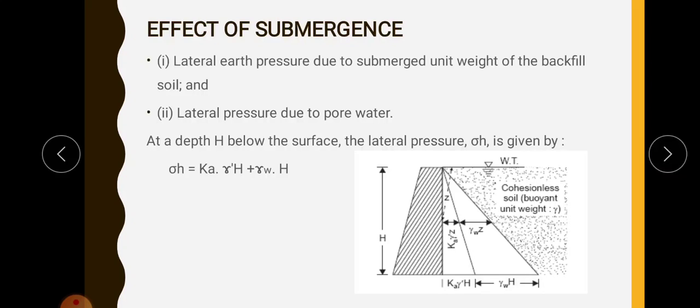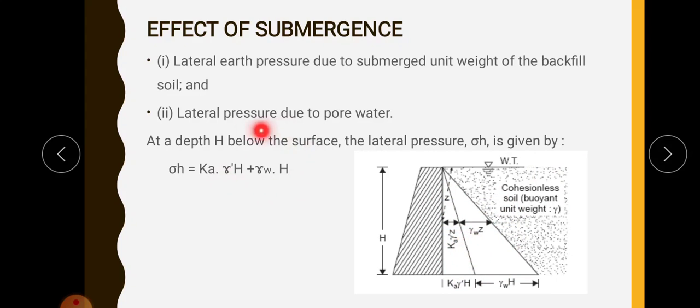And next case, in the case of active earth pressure, if there is any submergence, that is if the water table is at the ground level, the soil will be in submerged condition. In that case, as I have explained in the at rest condition, we have to consider two things, that is lateral earth pressure due to the submerged unit weight of this backfill soil and lateral pressure due to pore water. We have to consider the pressure due to water.